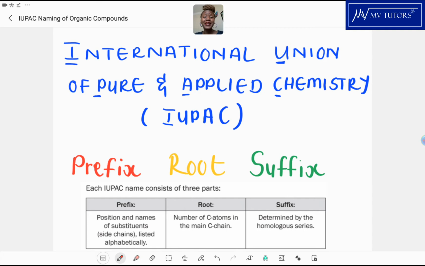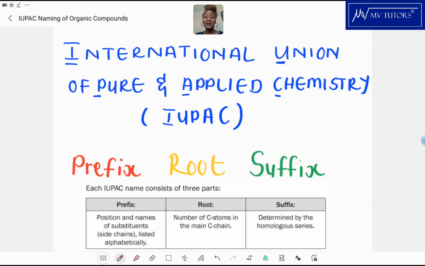Alright, so what is this IUPAC naming? First of all, what does IUPAC even mean? It is the International Union of Pure and Applied Chemistry. The society has come together and decided there's a way in which we name these organic compounds.